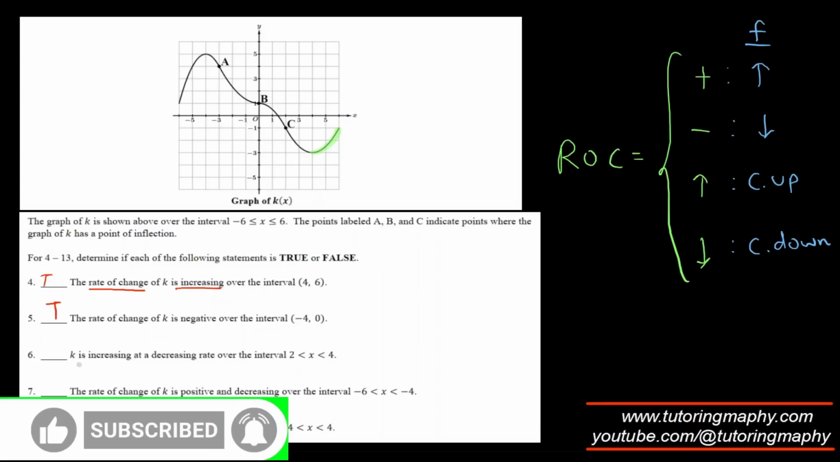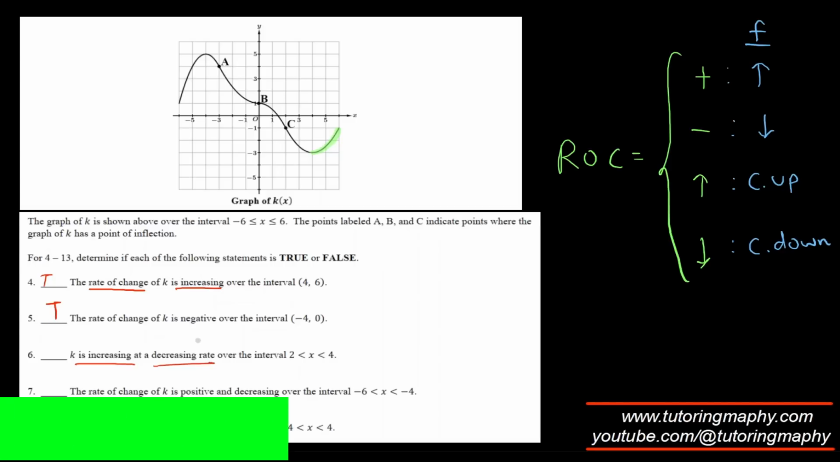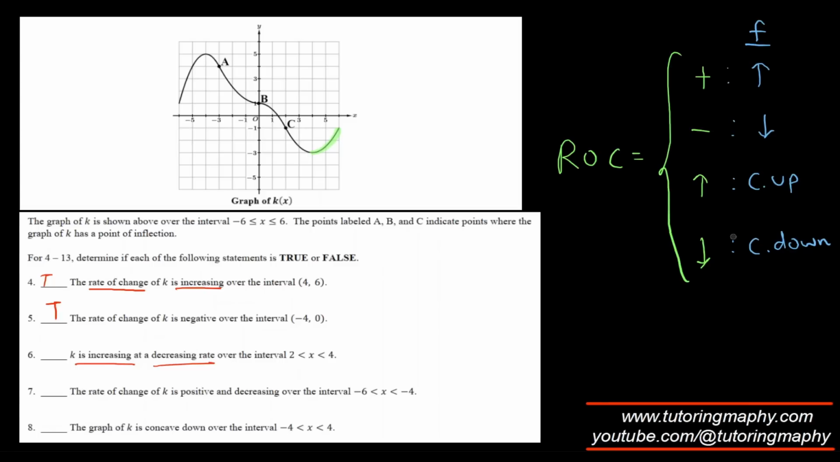Then they are saying that k is increasing at a decreasing rate. Decreasing rate is also a fancy way of saying it is concave down, right? ROC is decreasing, as in going at a decreasing rate. That's the same terminology as saying it is concave down. So they're asking if it is increasing and concave down in 2 to 4. Let's see. Let me just clear that. So 2 is here and 4 is here. It is not increasing anyway. It is decreasing, of course. So that should be false right away.